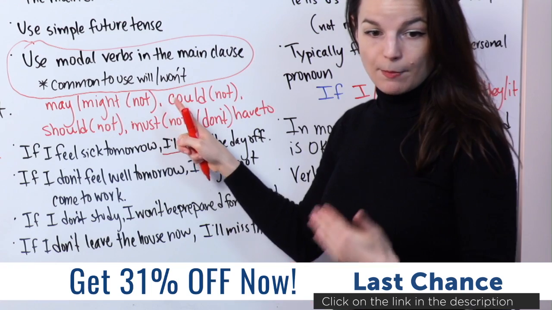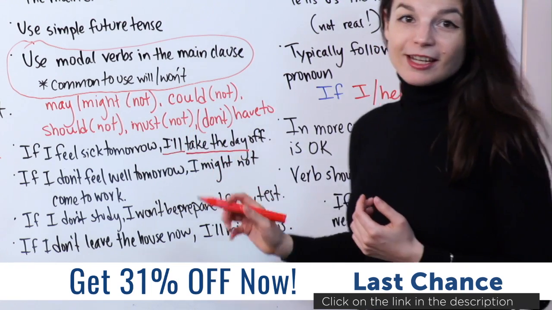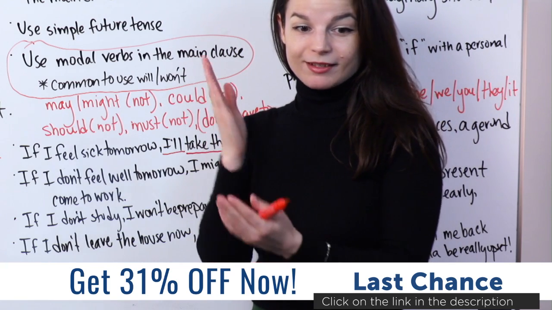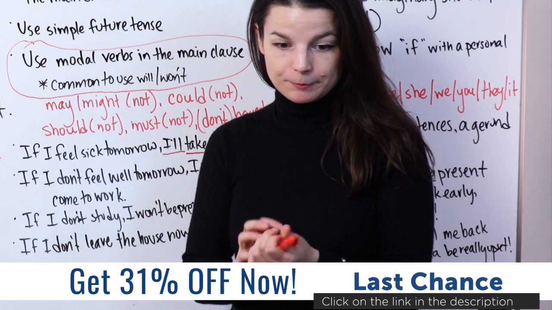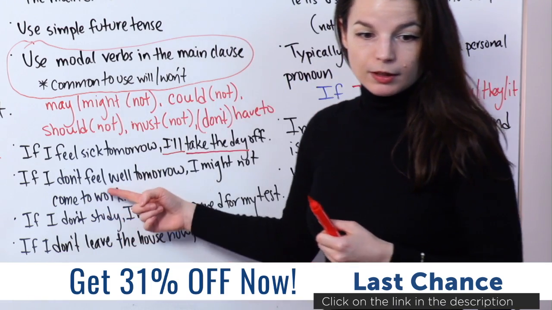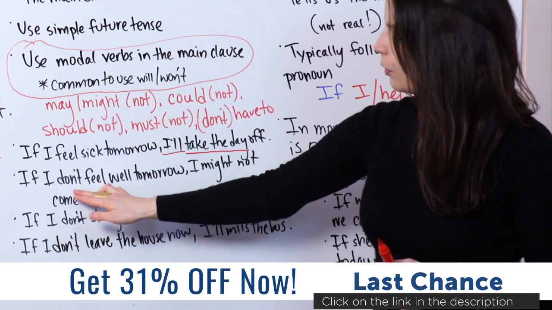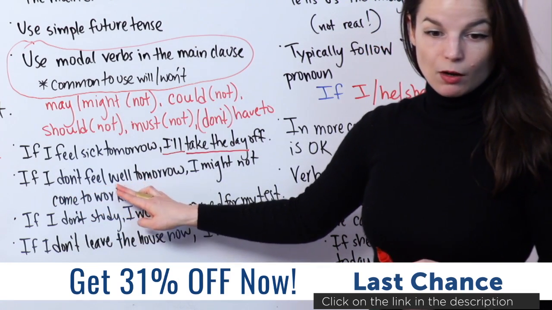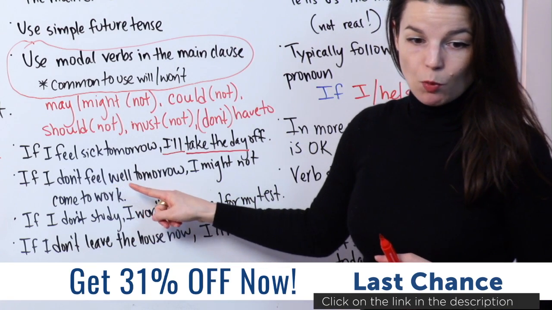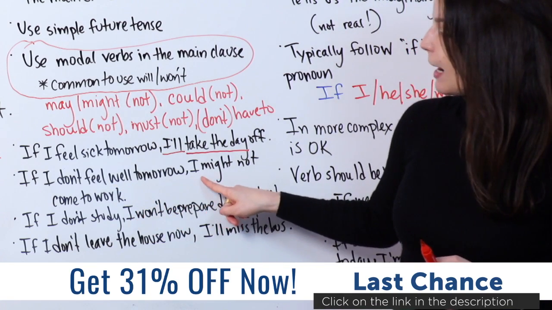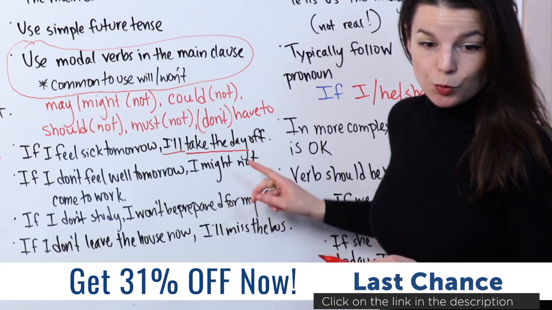So I'm expressing my decision. Vocabulary reminder: take the day off means not go to work or not go to school. I will take the day off. Another example that basically has the same meaning is, if I don't feel well tomorrow. Well means good, like energetic. So if I don't feel well tomorrow, I might not come to work.